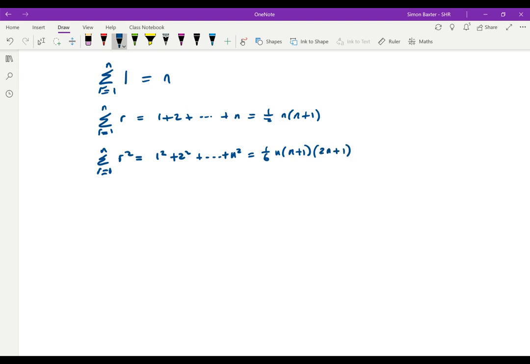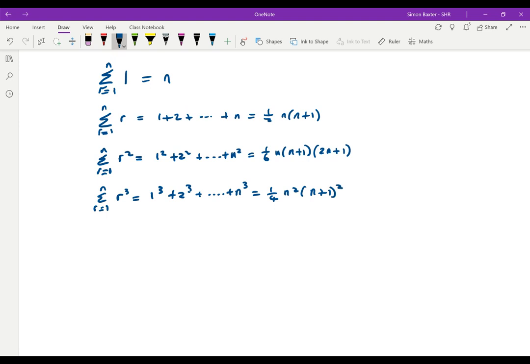And also sigma r equals 1 to n of r cubed. Not a very good 3. Let's try again. And this is 1 cubed plus 2 cubed plus ... all the way up to n cubed. This is equal to a quarter n squared times n plus 1 squared.